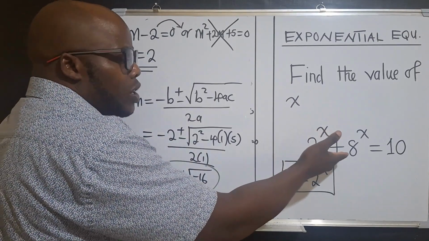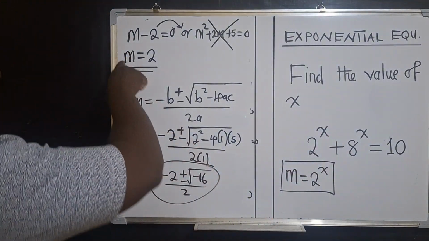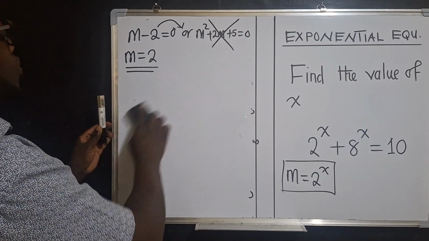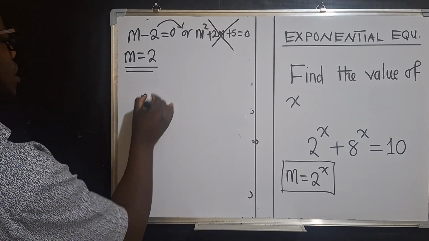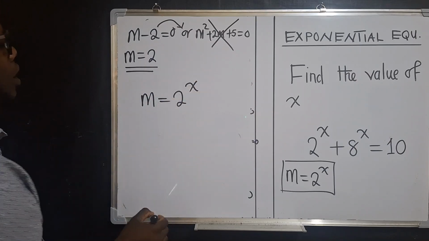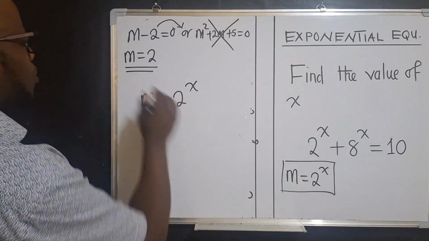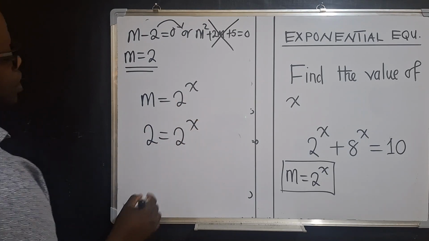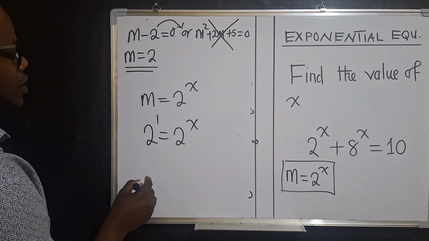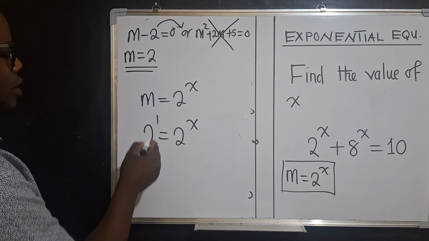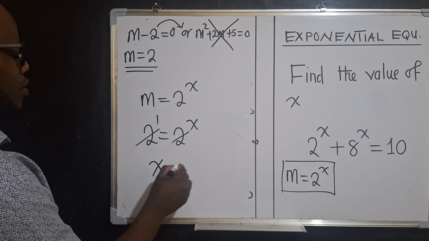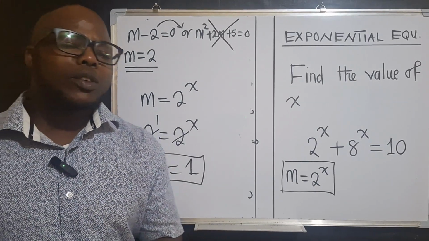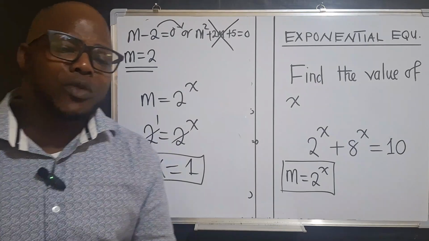The exponential equation we have right here will just depend on m is equal to 2. Okay, so m is equal to 2. We shall say m is equal to 2 power x. So we now say 2 is equal to 2 power x. So applying the laws of indices, the bases are balanced. So we can say x is equal to 1. X is equal to what? To 1.